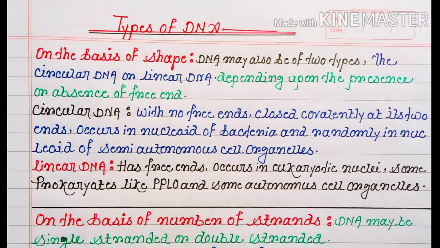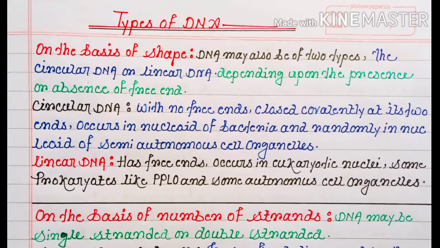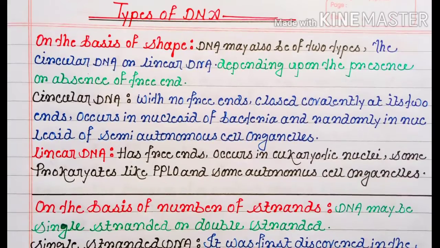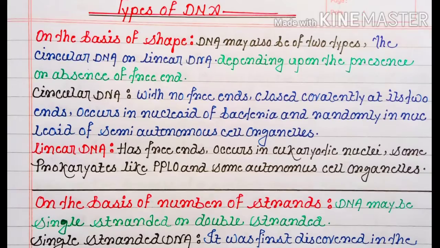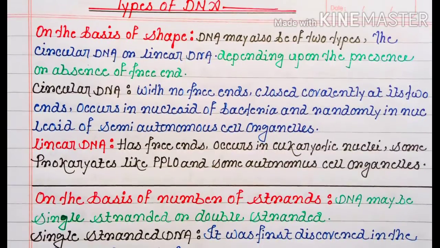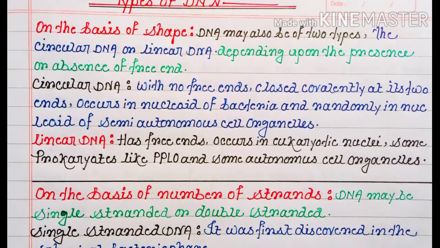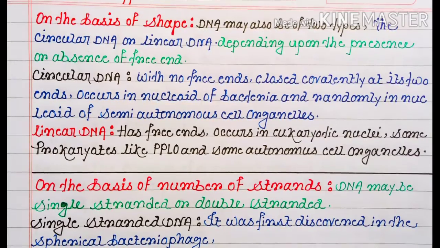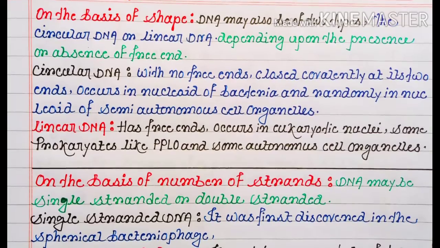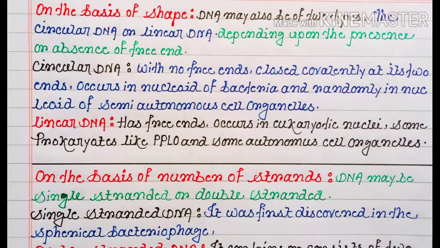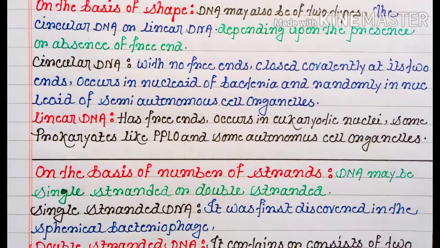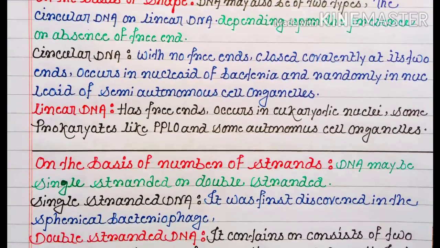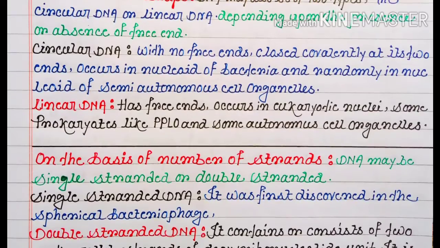At first, on the basis of shape, DNA may be of two types, the circular DNA or the linear DNA, depending upon the presence or absence of free ends. Circular DNA has no free ends, being closed covalently at its two ends. It occurs in the nucleoid of bacteria and randomly in semi-autonomous cell organelles like mitochondria, chloroplast, etc. Whereas linear DNA has free ends, and occurs in the eukaryotic nucleus, some prokaryotes like PPLO, and some autonomous cell organelles.